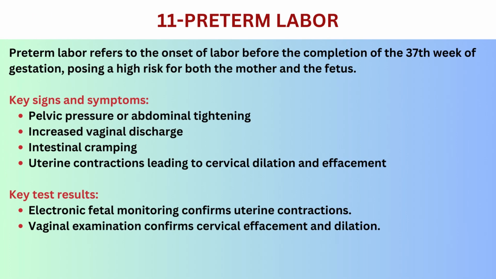The 11th disorder is preterm labor. Preterm labor refers to the onset of labor before the completion of the 37th week of gestation, posing a high risk for both the mother and the fetus. The main signs and symptoms include pelvic pressure or abdominal tightening, increased vaginal discharge, intestinal cramping, uterine contractions leading to cervical dilation and effacement. Test results include electronic fetal monitoring confirms uterine contractions, vaginal examination confirms cervical effacement and dilation.